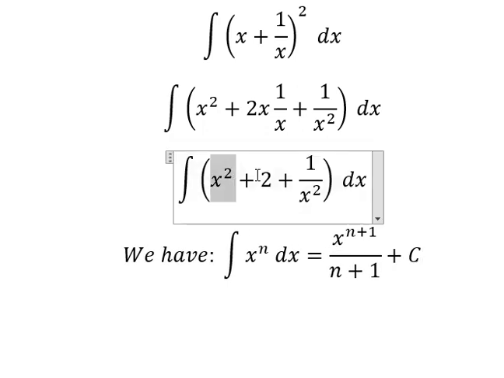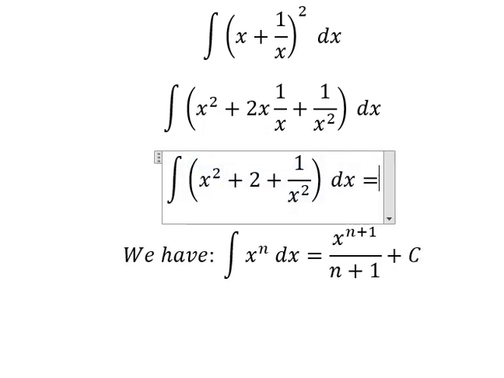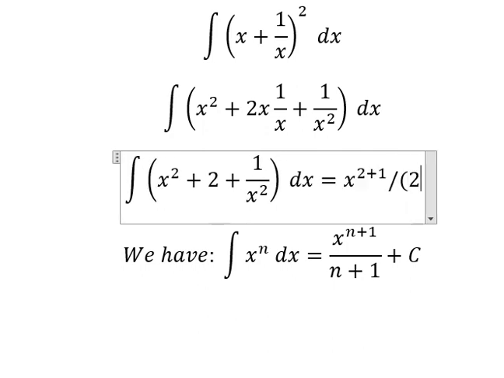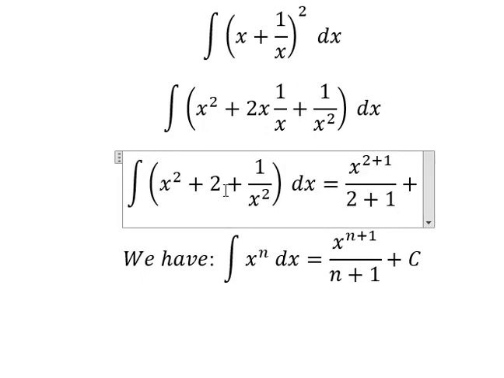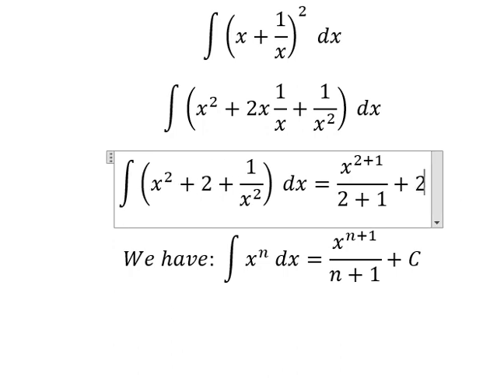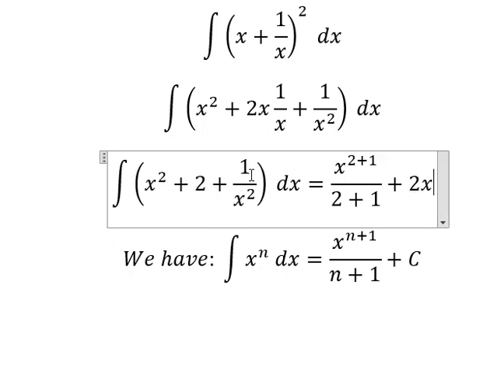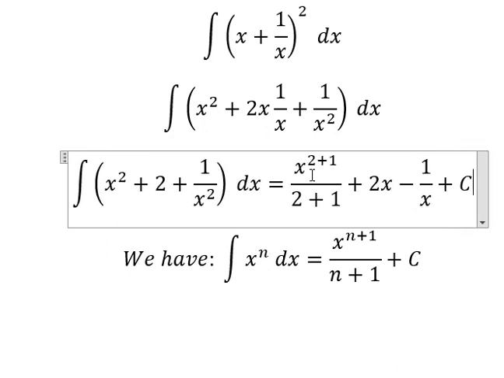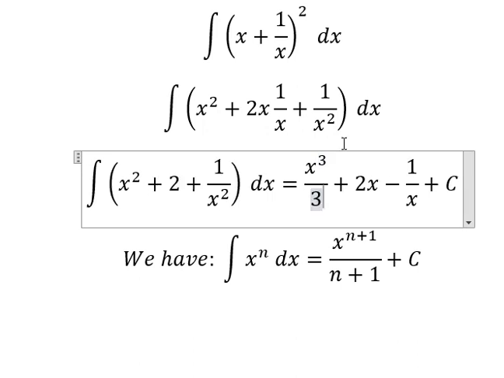So for this one, we will have x to the power of 2 plus 1 over 2 plus 1. About number 2, this is about the constant. So we have 2x. The integration of this one, we have negative 1 over x, and we put c. This one we have number 3. And this is the final answer.